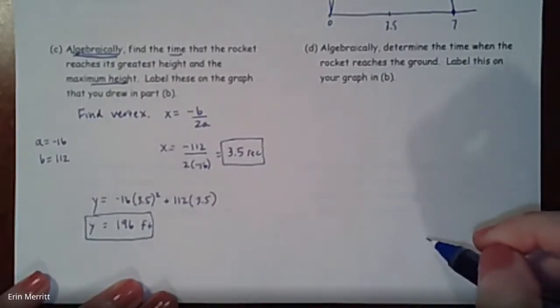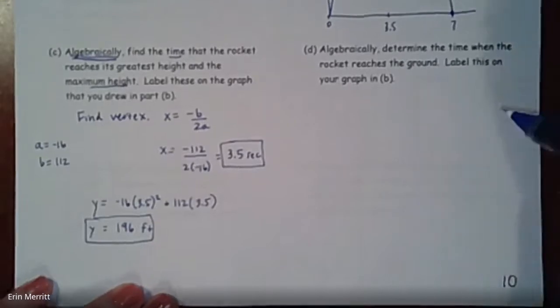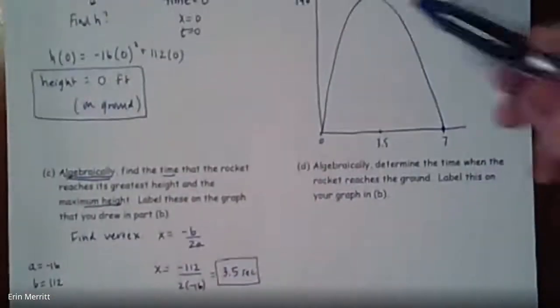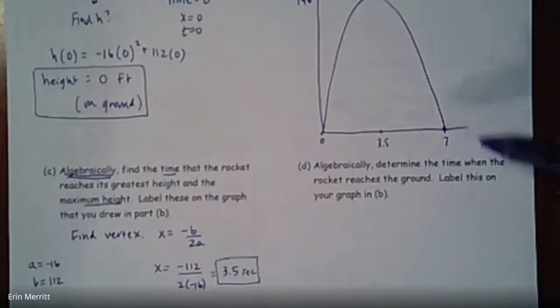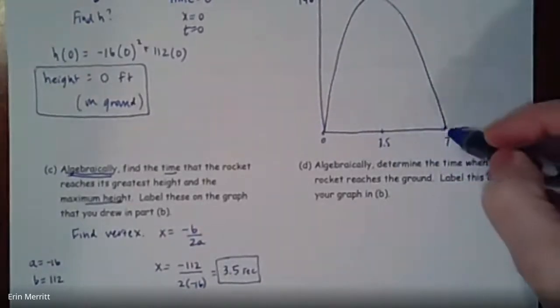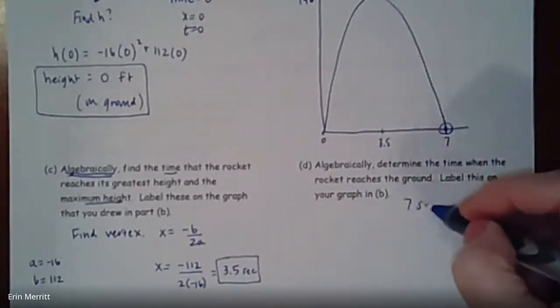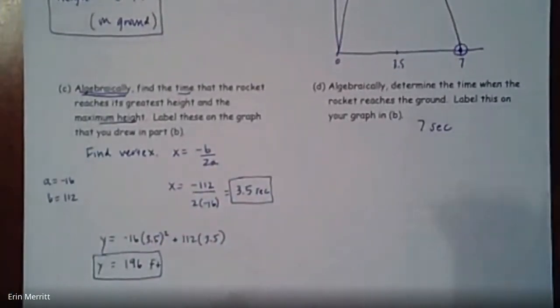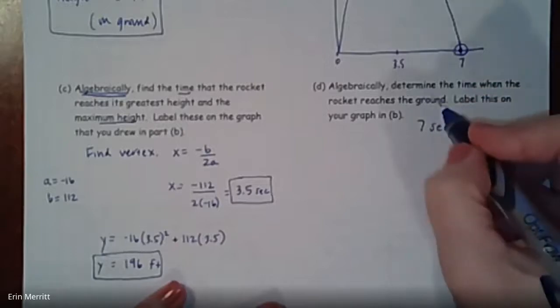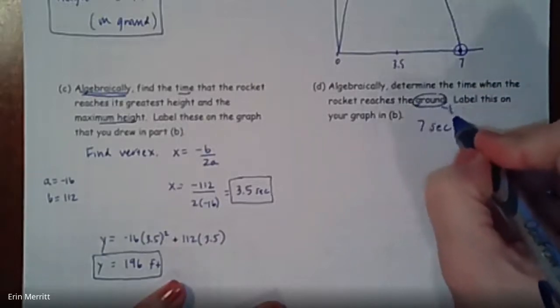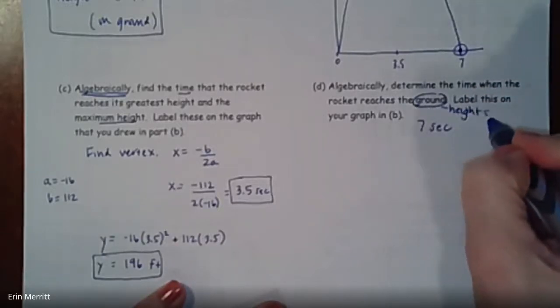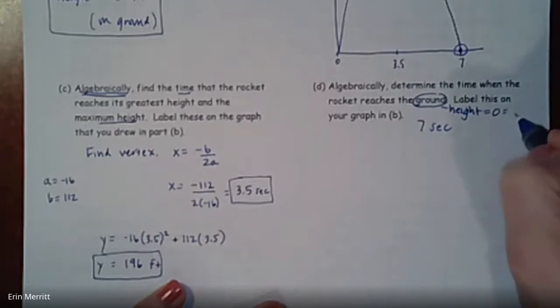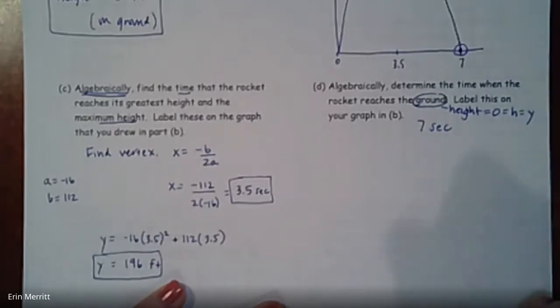All right, last piece of it. It says algebraically determine the time when the rocket reaches the ground. Okay, well, we kind of saw that when we were graphing it. So it goes up, comes back down, and we could literally count the tick marks to see that it was hitting the ground at 7 seconds. But if we play along really quick, algebraically determining when it reaches the ground means it has a height of 0.